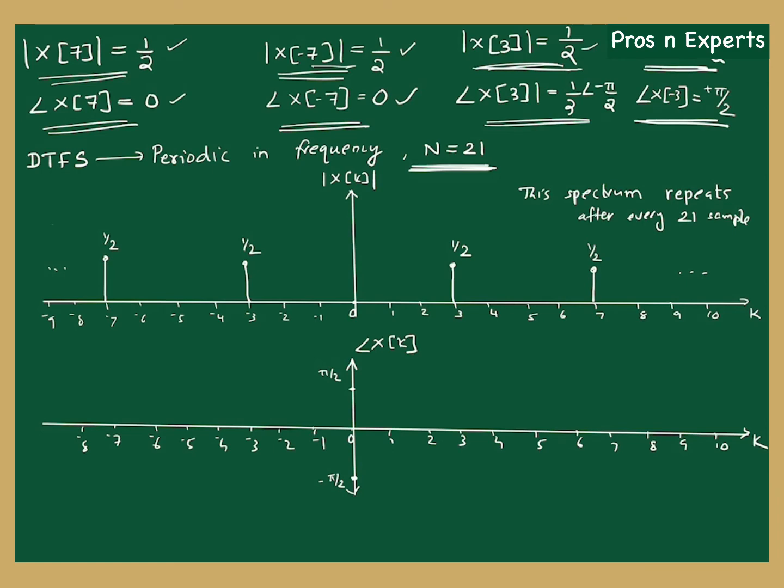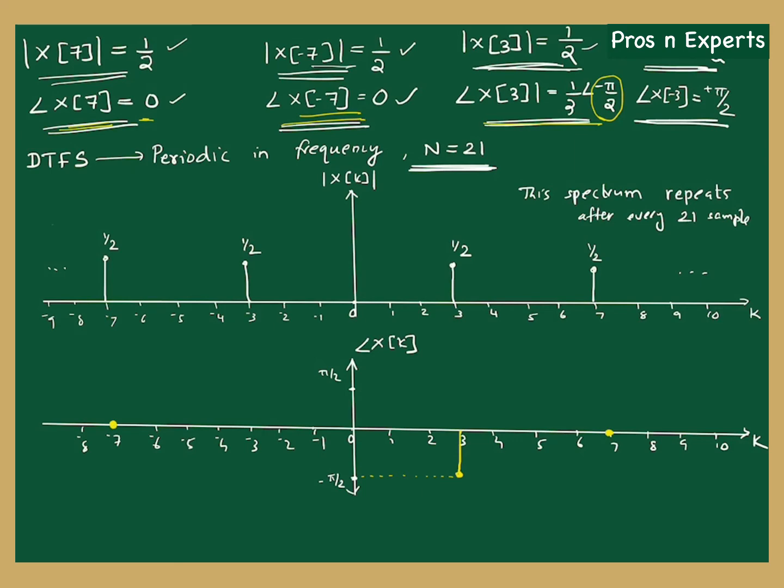Now, what is the angle at k equal to 7? It is 0. So at k equal to 7, we have 0. What is the angle at k equal to -7? That is also 0. So at k equal to -7 also, we have 0 phase. Now, what is the phase at k equal to 3? It is minus pi by 2. So at k equal to 3, we have a negative phase, negative pi by 2.